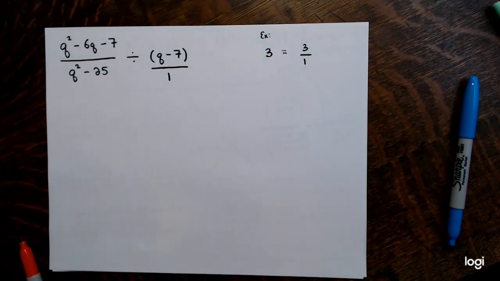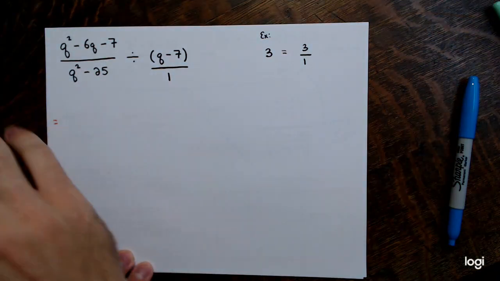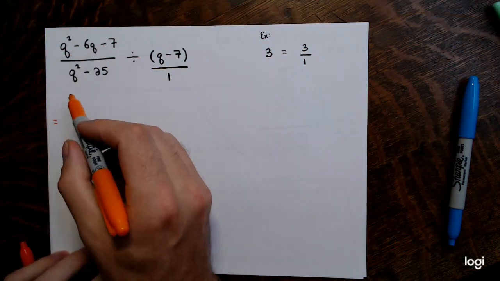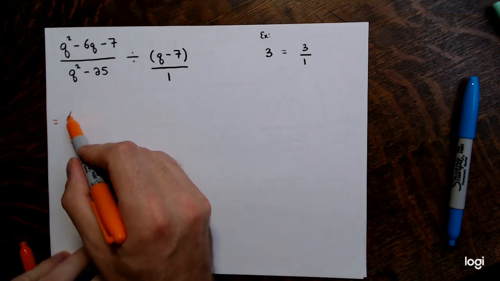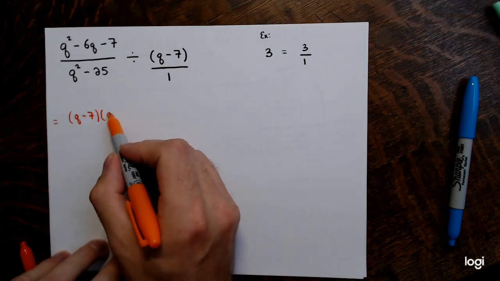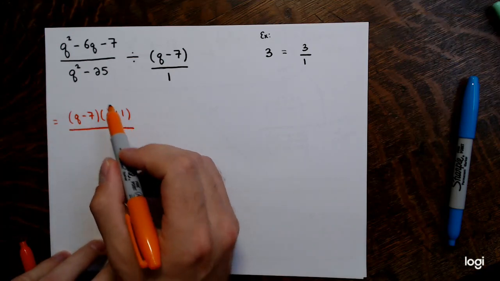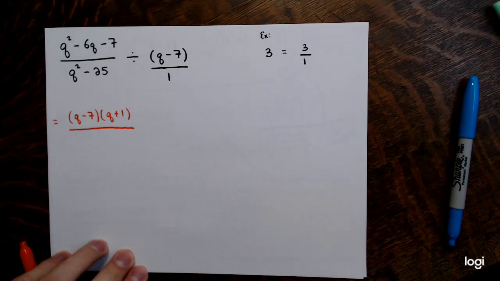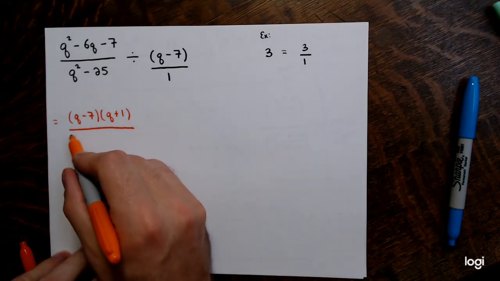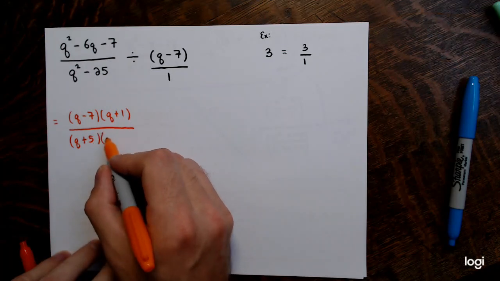Okay, so the same procedure goes. I'm going to factor everything. The numerator of this fraction, q squared minus 6q minus 7, would factor to (q minus 7) times (q plus 1), over, and then q squared minus 25 is another difference of squares, q squared minus 5 squared, that would factor to (q plus 5) times (q minus 5).